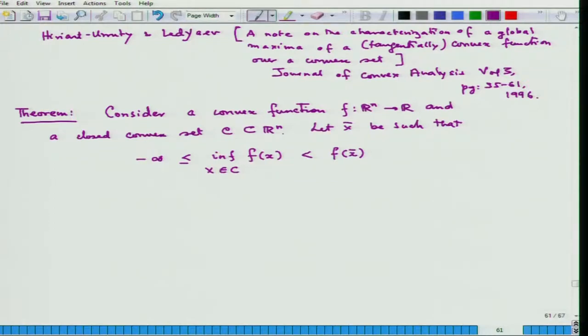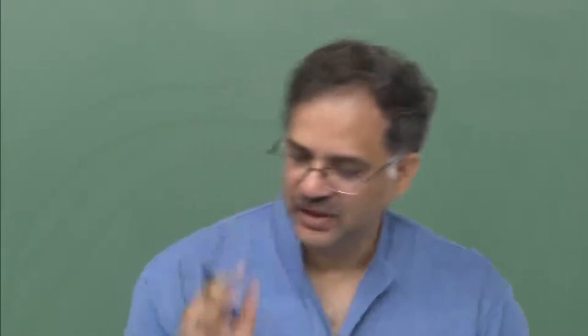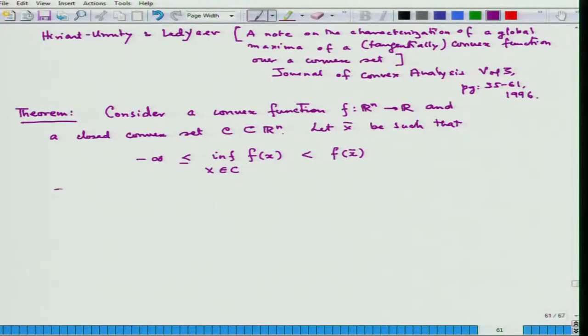This is what I have: let x bar be such that f(x bar) is strictly bigger than the infimum. Of course, if I am trying to pose it as a candidate of maximum, the point where the maximum is achieved, then this should at least be true, right. Then x bar element of C is a maximizer. I am now talking about a global maximizer, because I want to get a global maximization condition. That is very, very important, because at the end I want a global maximizer.